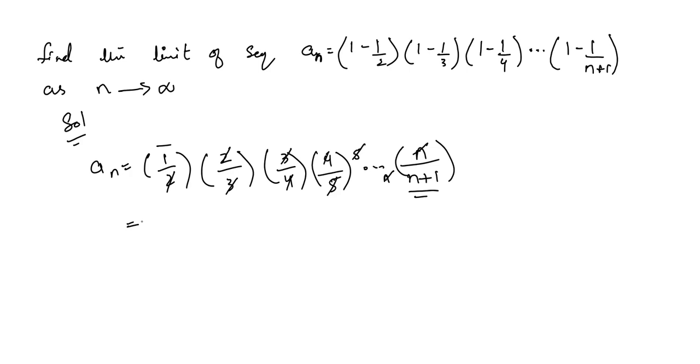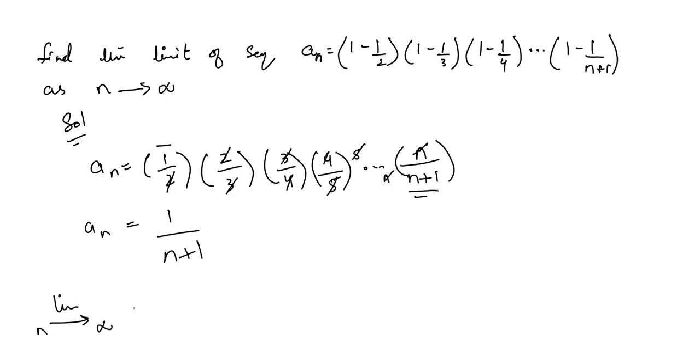What is the purpose of a telescope? What does a telescope do? A telescope makes us see far or distant objects near to our eye. So it basically removes the distance. So what is happening in this sequence? All these distances, all these numbers are being cancelled out, and we are just left with 1 over n plus 1.